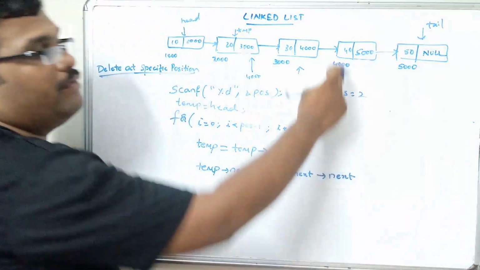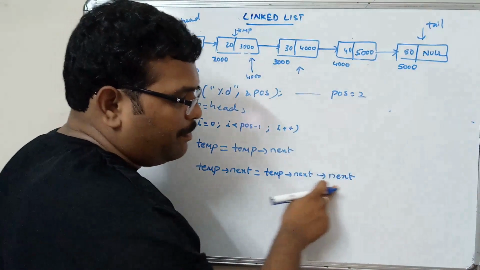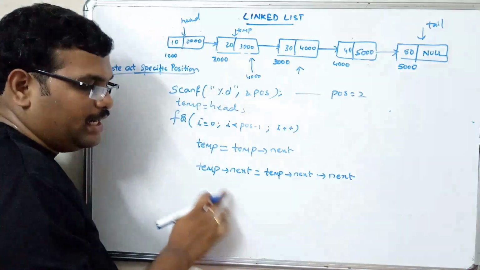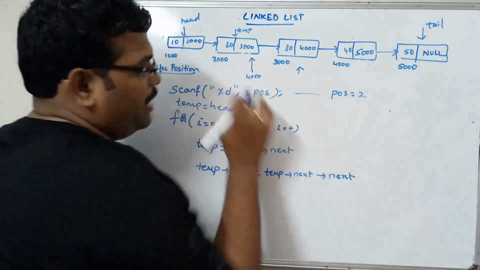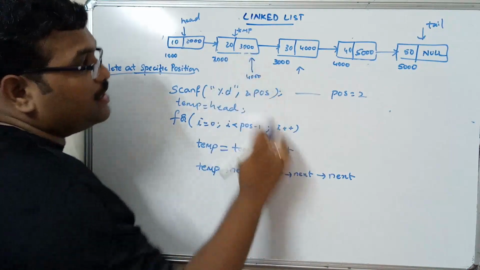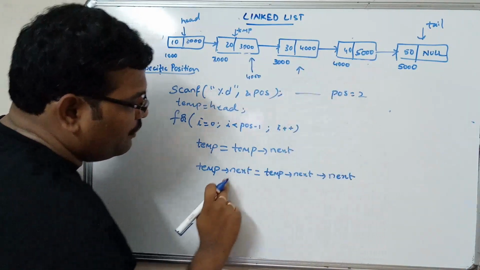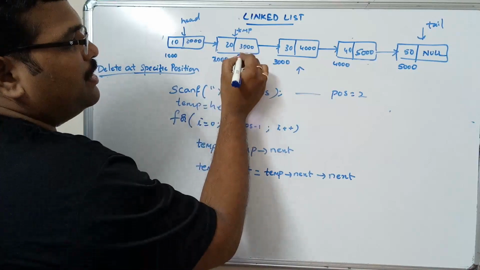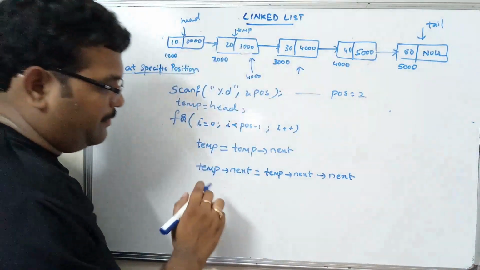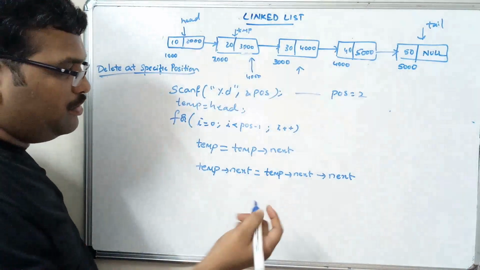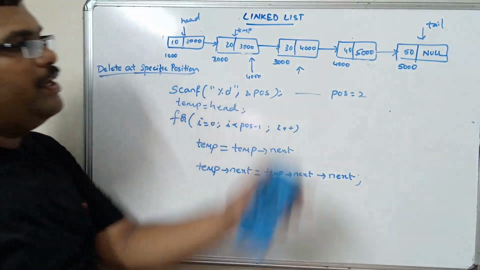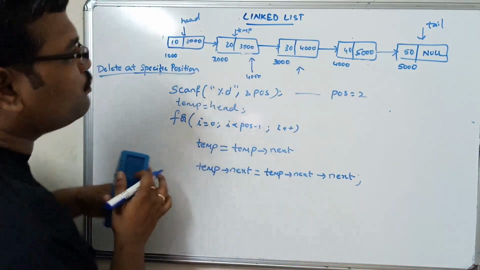If you want to print the data, we can directly print the data, and we get the value. Here we are not printing the address, we are assigning the address. So temp of next of next. Temp of next is 3000. In the 3000 position, what is the next? 4000. So 4000 will be assigned here in the place of 3000, right? So simple, that's it.